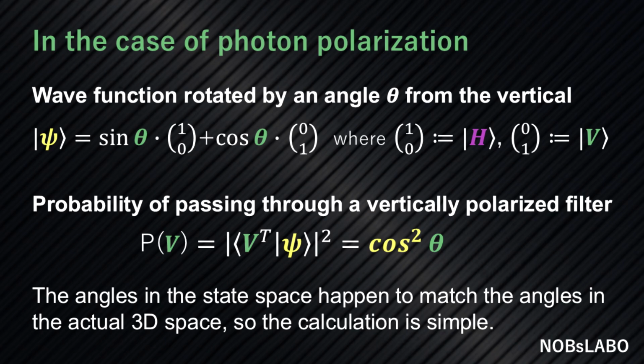Now, in the case of photon polarization, the state vector rotated by theta from the vertical in real space can be expressed by the same form of vector composition formula. Since beta is equal to cosine theta, the probability that a photon rotated by theta will pass through a vertical polarization filter can be simply calculated by squaring cosine theta as cosine squared theta. This is because the angles in the state space happen to match the angles in the actual 3D space, so the calculation was simple.